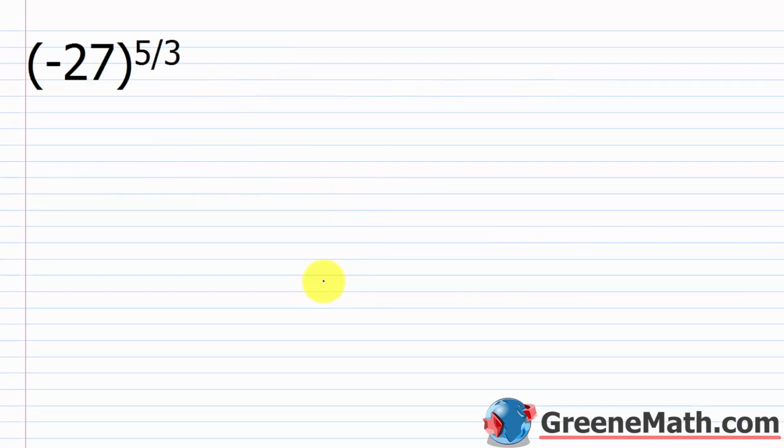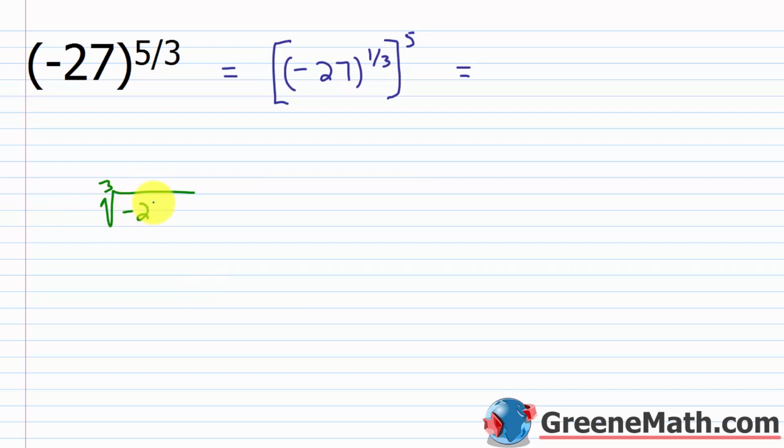All right, let's go ahead and take a look at negative 27 raised to the power of 5/3. So essentially, I'm going to write this as negative 27, this whole thing, I'm going to include parentheses here because I have a negative involved. This is going to be raised to the 1/3 power. And then I'm going to raise this, I'll just use brackets here, to the power of 5. So to write this in a more recognizable form, I'm going to write the cube root of negative 27, and then I'll raise this to the 5th power.